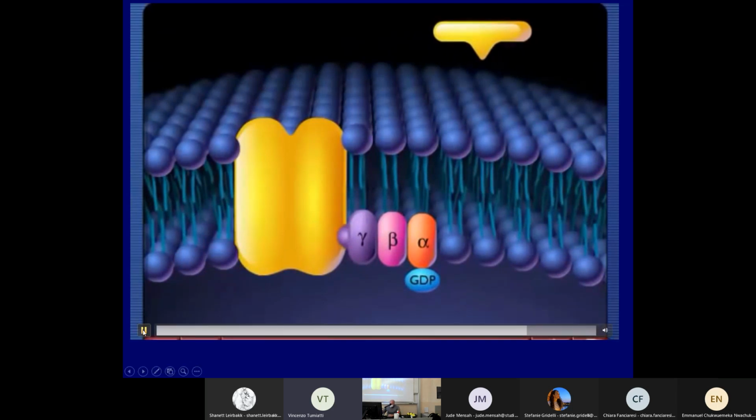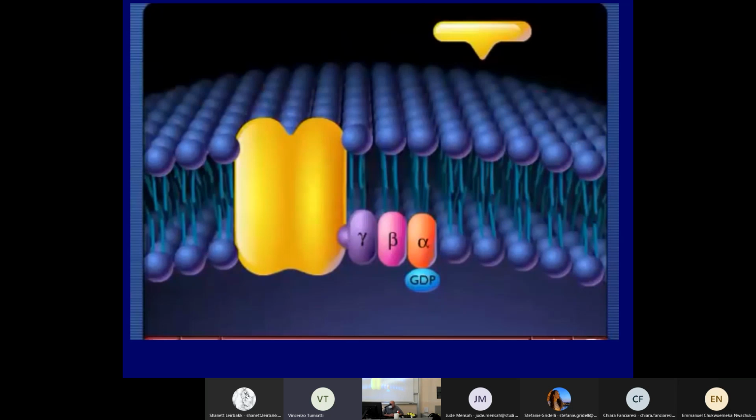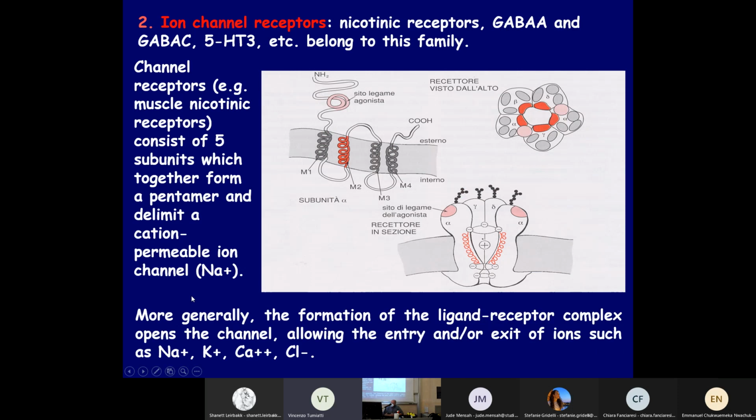Okay. So you have seen how this type of receptor works, and how it is important to have the right agonist in order to activate the second messenger of these receptors.